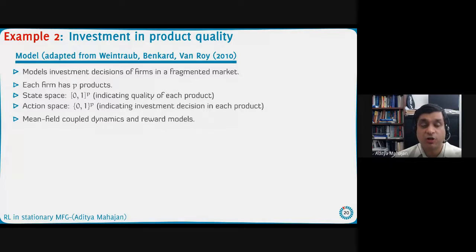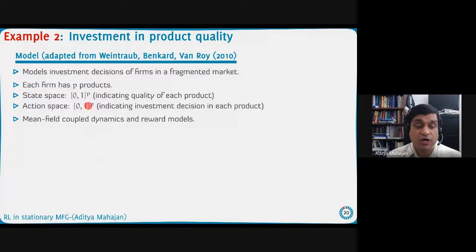This is adapted from a model presented in Weintraub et al. This considers investment decisions of firms in a fragmented market. Each firm has P products. There is a quality of each product, which is a real number between 0 and 1. So the state space for each firm is a p-dimensional vector, which indicates the quality of each product that the firm is producing.